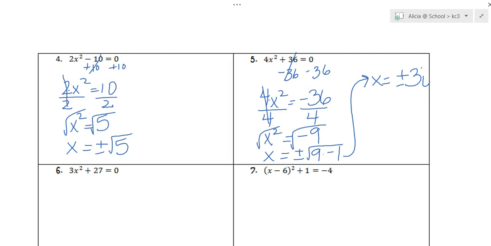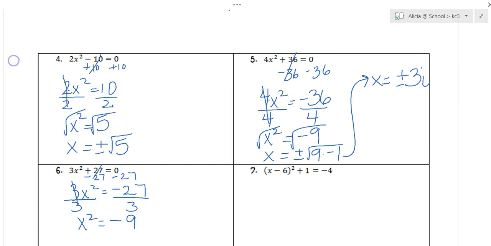All right, looking at number 6, I have 3x squared plus 27 equals 0. So again, isolate whatever is being squared. So I'm going to subtract 27 on both sides. 3x squared is going to equal a negative 27. I am multiplying by 3, so the opposite is divide by 3. x squared is going to equal a negative 9. We want to take the square root of both sides.